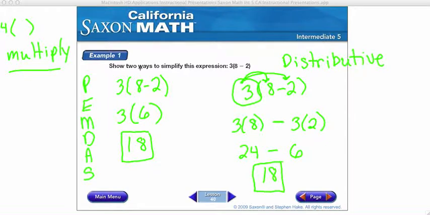So the first way is to use PEMDAS. Solve what's in the parentheses first, and then multiply to get your product. The second way is to multiply and distribute your number to each of your numbers in your parentheses, multiply separately, and then subtract to find your difference. If your answers don't match, you did something wrong in one of the problems and you need to do it again. Okay? Let's look at example 2.